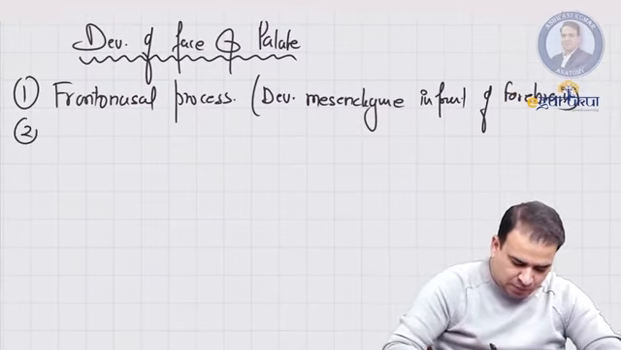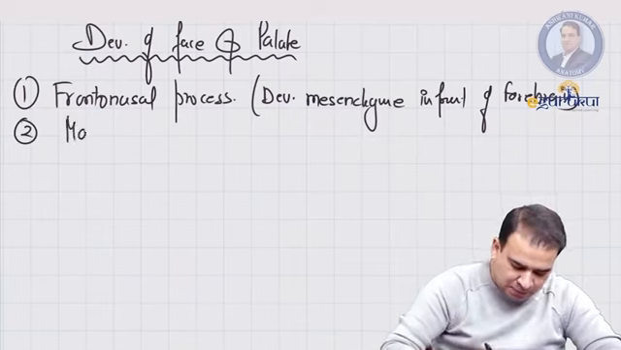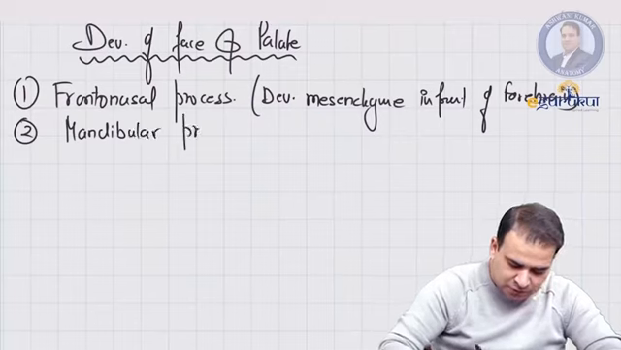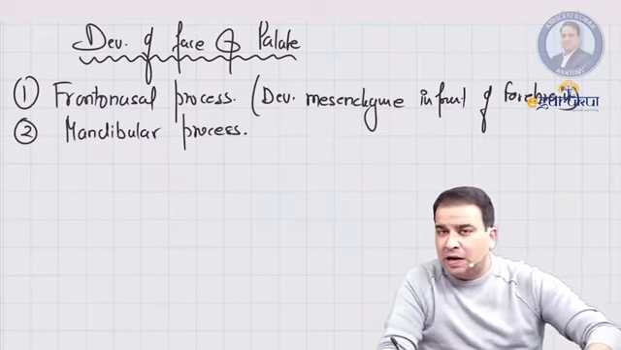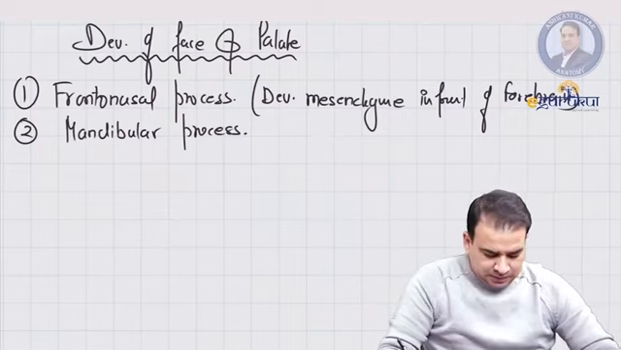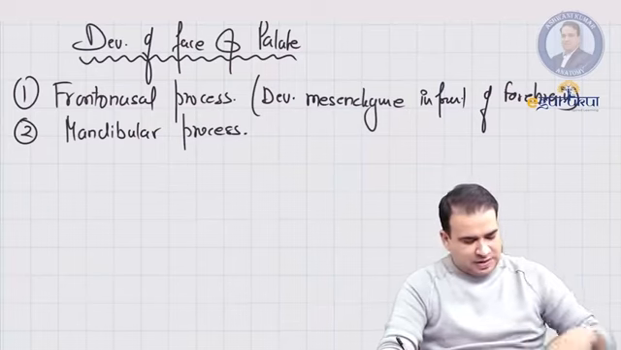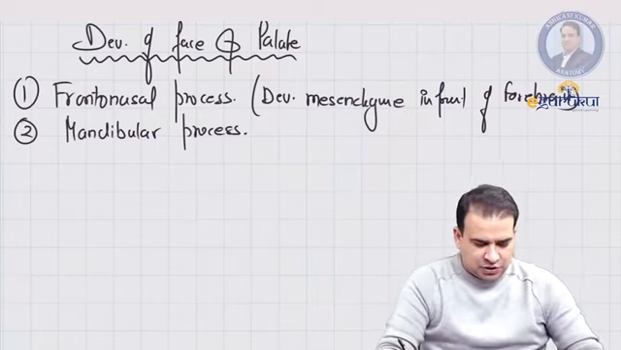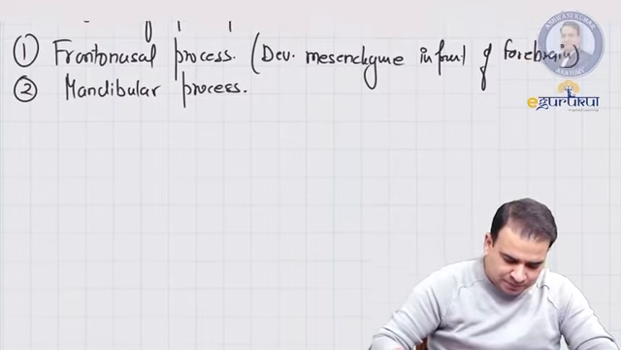And the second component we need for the development of face and palate is the mandibular process, which will obviously come from the first arch. You can call it mandibular process or mandibular prominence. So frontonasal process and mandibular process. This is what we need to understand the development of the face. Now let me just tell you how it is all done.